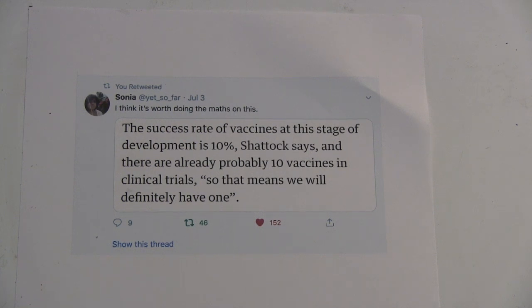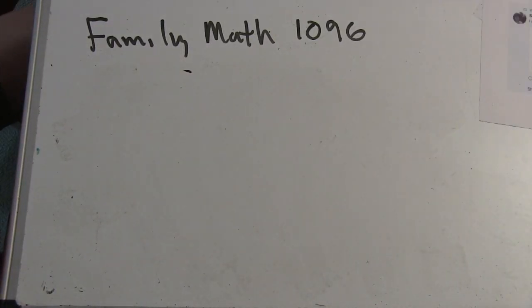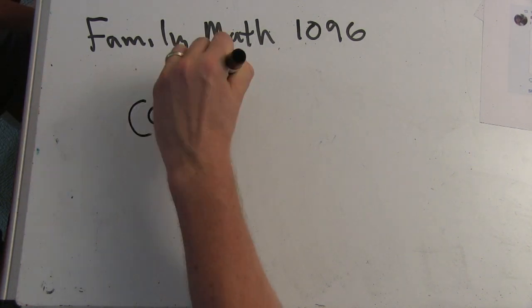Mm-hmm. And so we were computing here. In fact, you said it. What's the number we need to compute the answer to here? The probability of not getting one that works is 9/10 to the 10th. Yeah. So 0.9 to the 10th power.